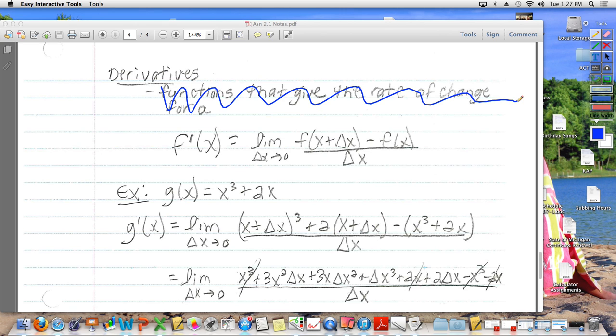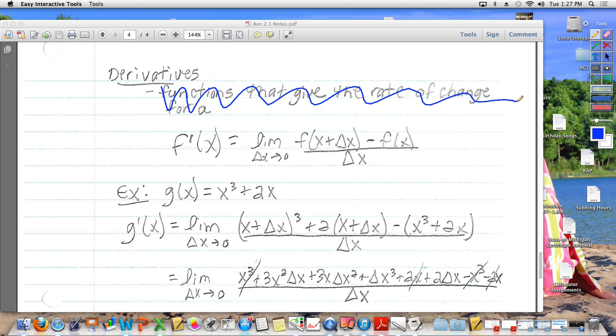And what I would like you guys to have it say now, instead of what was already written in your notes, is I would like you to say that it is the limit used to define the slope of a tangent line. The limit used to define the slope of a tangent line.